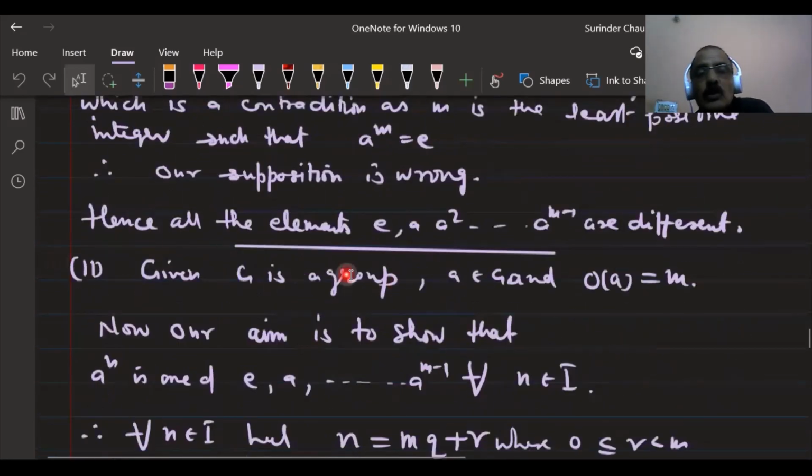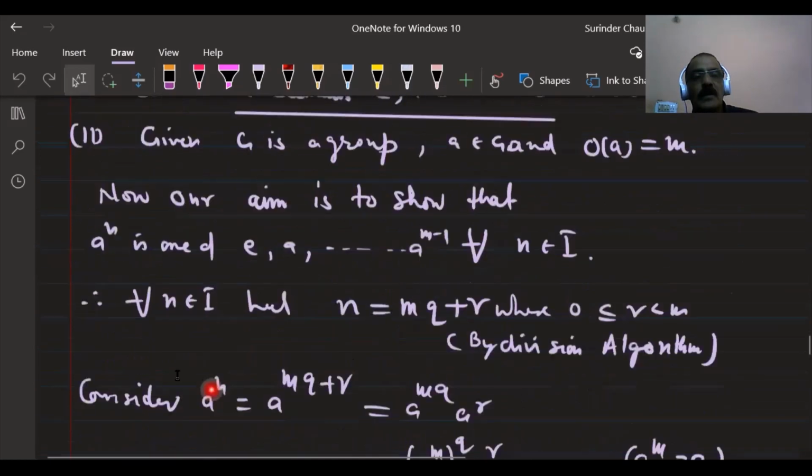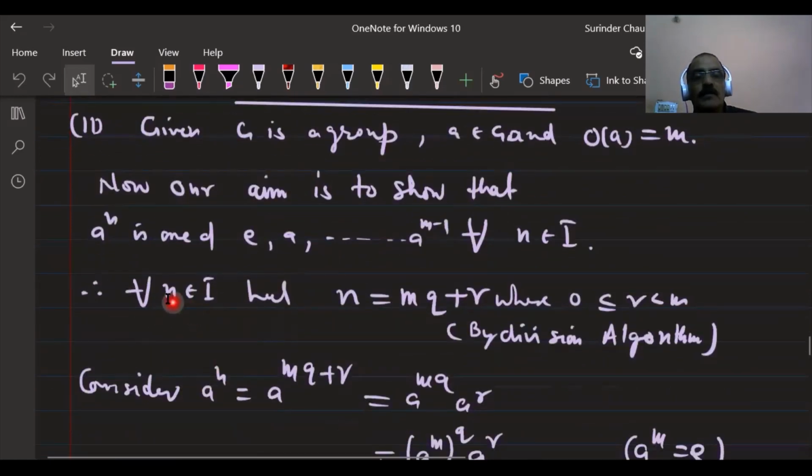And the next part: if G is a group and the order of a is m, our aim is to show that a^n is one of these elements, a^0 through a^(m-1), for all n. Now for all n, we can write n = mq + r, where 0 ≤ r < m, and m is the order of a.